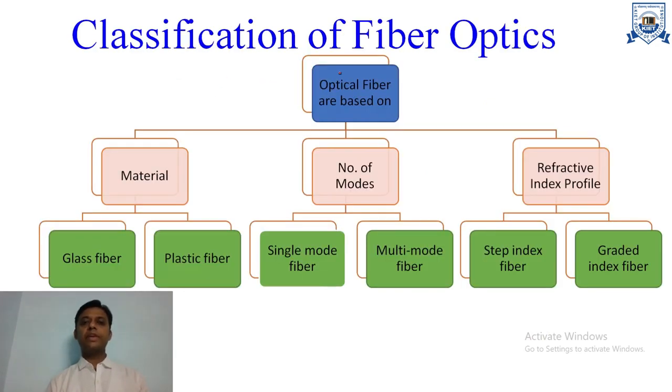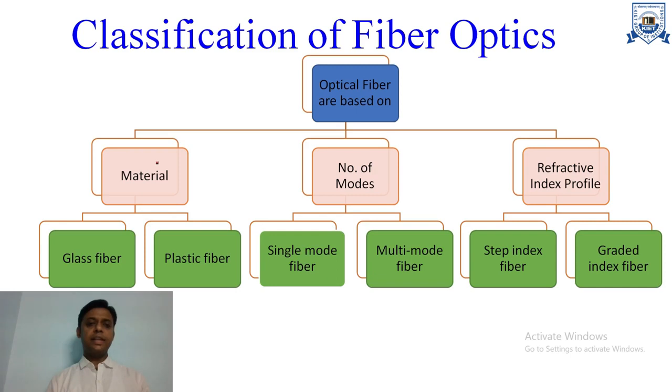Now, classification of fiber optics. With the help of this chart, we can easily understand the classification of fiber optics. As we can see here, fiber optics is basically classified into three categories: on the basis of materials, on the basis of number of modes, and on the basis of refractive index profile.